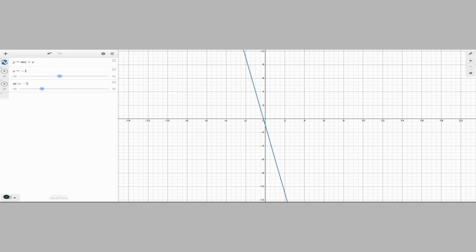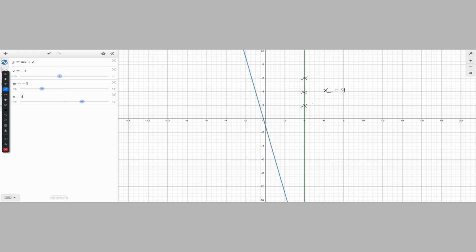Alright, finally let's talk about a special case. When you have m as, let's say, undefined, or a vertical line, how will the gradient look? Let's say I draw the line of x equals 4. This is not written as y equals mx plus c, it is just x equals 4. Why? Because on this line, each and every coordinate has x equals 4.